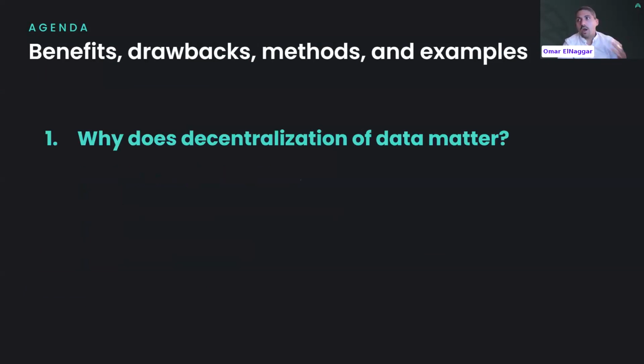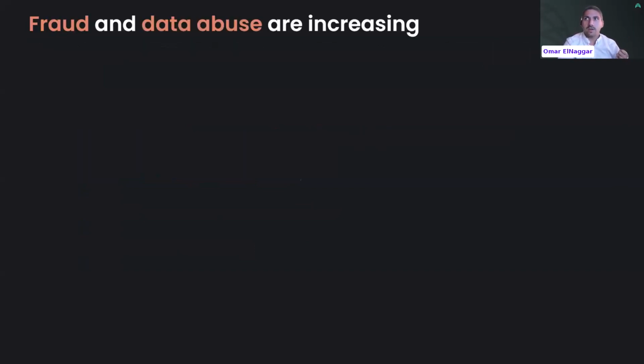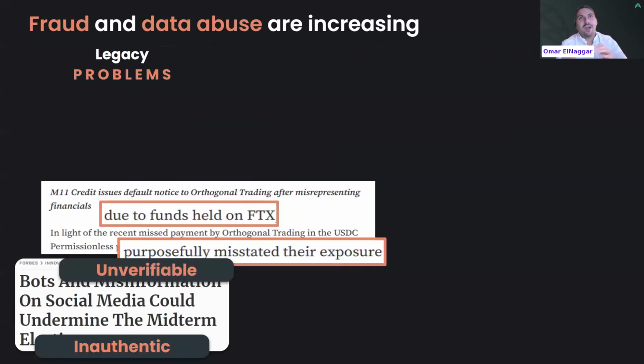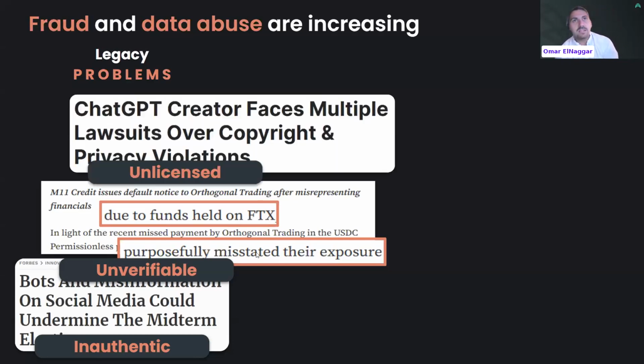So let's start with why does the decentralization of data even matter? At WeaveChain, we're very opinionated on this idea that what we're trying to do is really fight fraud and data abuse. When it comes to fraud, people used to complain about bots and misinformation. But last year, after FTX imploded, we just saw outright financial fraud come top of mind again, both for FTX, having $8 billion of assets and $10 billion in liabilities, as well as a lot of hedge funds that were exposed to FTX that literally just lied about their exposure and broke contracts for that. Now, in the age of AI, we're also seeing data abuse on an unprecedented scale.